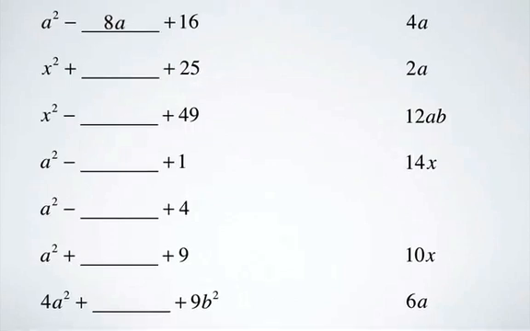Let's next place the 4a. Where does the 4a go? Here. The square root of 4 is 2. 2 times 2 will give us this 4, and the a comes from the first term, so 4a. 14x goes here, because the square root of 49 is 7. 2 times 7 is 14, and the x comes from the first term.